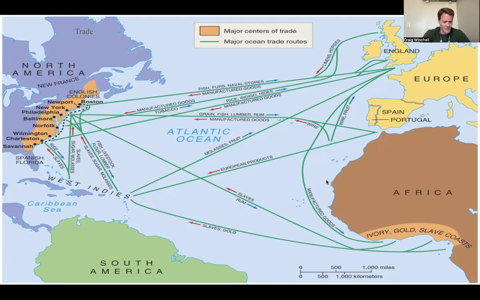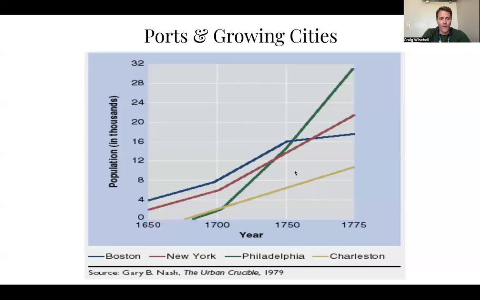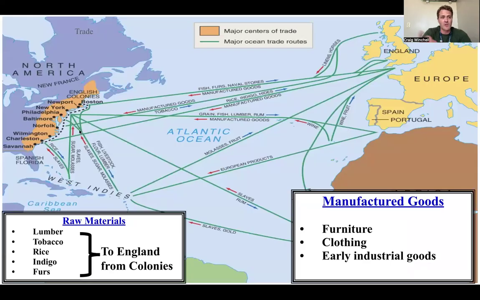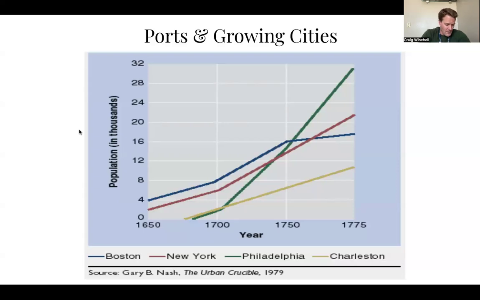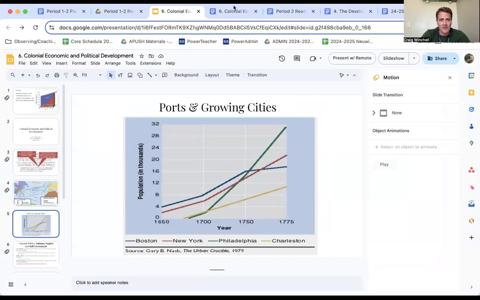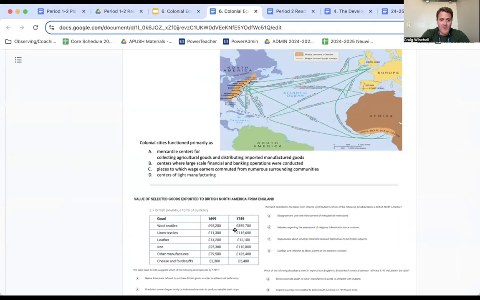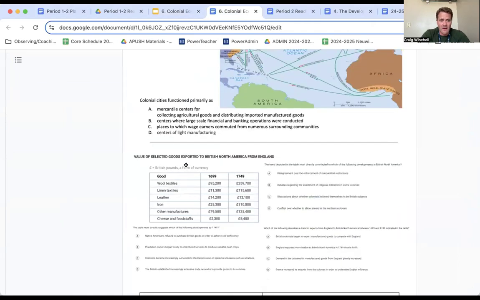So I have a couple questions for you on the handout. If you could respond to those for me. We see this growing impact of ports and growing cities. Places like New York and Philadelphia are going to thrive because of mercantilism, because that's where all the goods will be shipped to and from. But I have a question on colonial cities on the handout. I have three questions on commerce and trade on the handout.